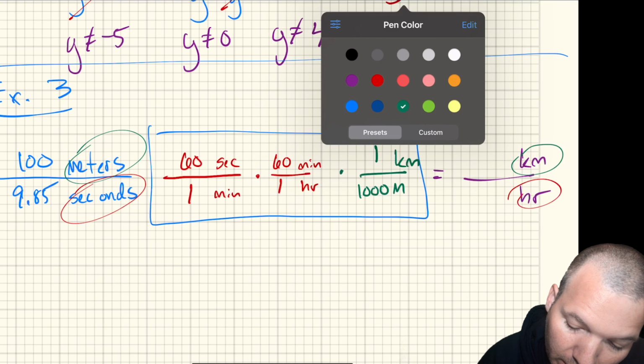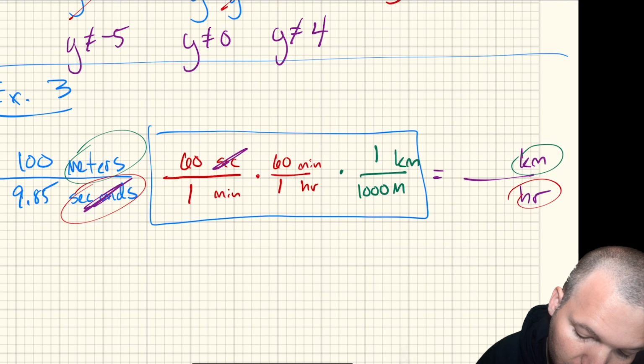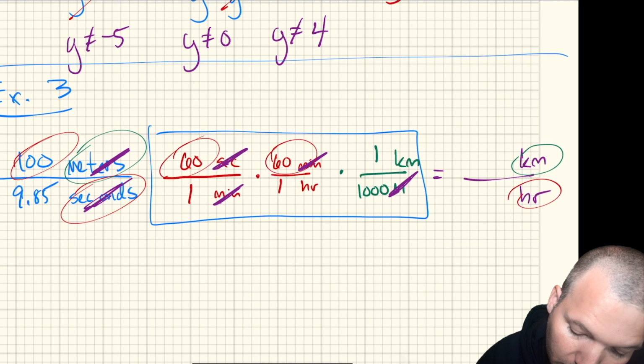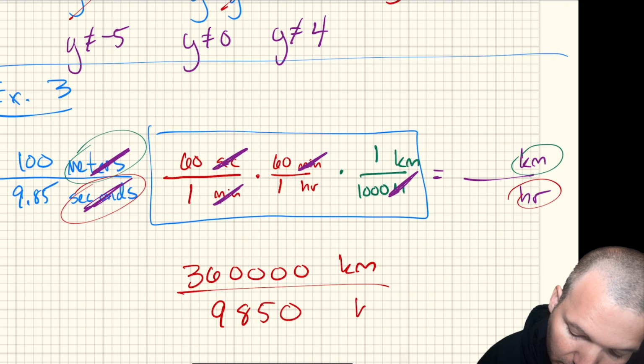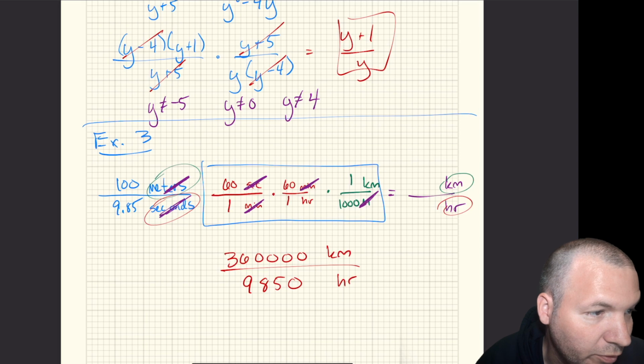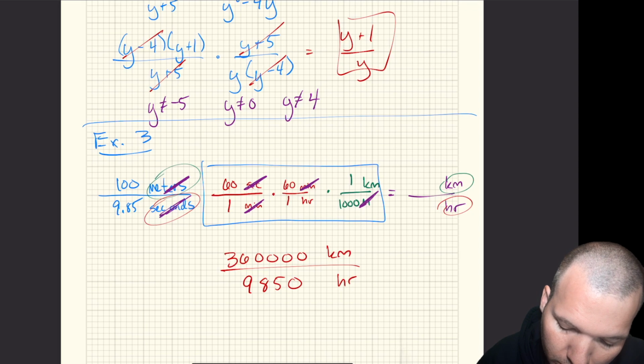From here, I cancel, just as I was saying, seconds with seconds, minutes with minutes, meters with meters. And so what I end up being left with is 100 times 60 times 60. So that should be 360000. And then on bottom, 9.85 times 1 times 1 times 1,000. So that should be 9850. And of course, to actually perform that calculation, I'm just going to go to a calculator.